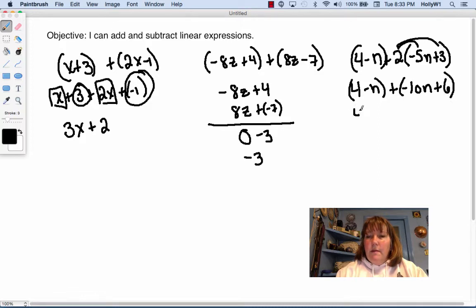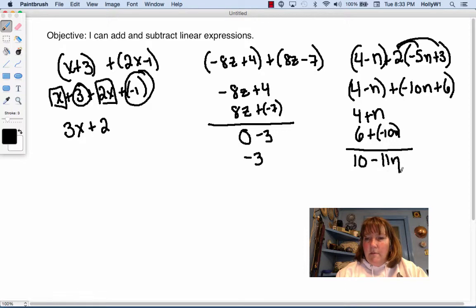Let's add these vertically. We're going to have to swap these around a little bit, because we have 4 subtract a negative n. Since this is an addition problem, it's commutative, so we want to put the 6 and line it up with the 4, and then add a negative 10n. So 4 plus 6 is 10. Negative n plus negative 10n is negative 11n. So that would be 10 subtract 11n. And that's how you would do those three.